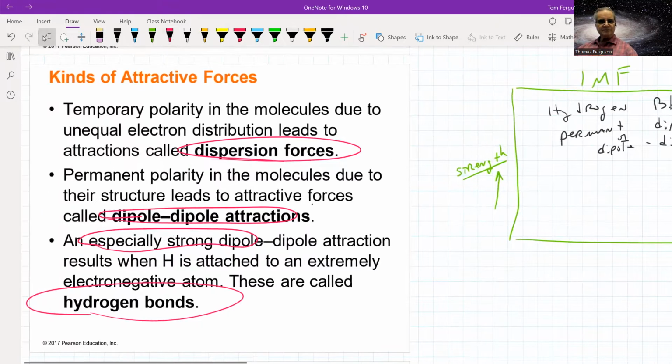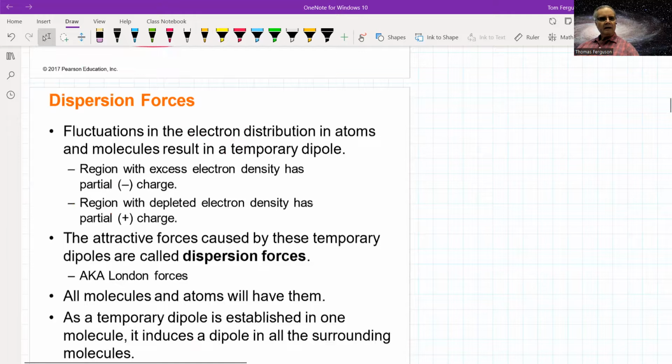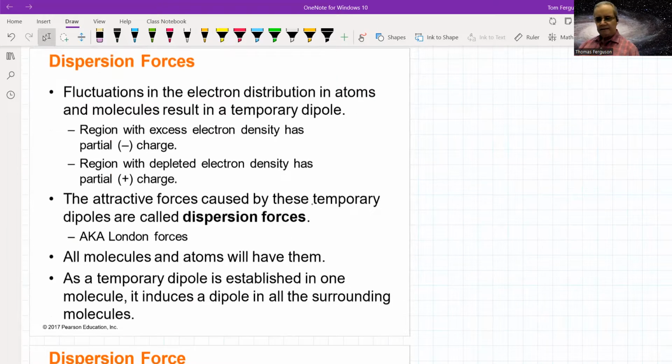Okay, dispersion forces are kind of weird. One, all molecules and atoms have dispersion forces. No exception. What's going on is we're looking at the nucleus versus the surrounding electrons.